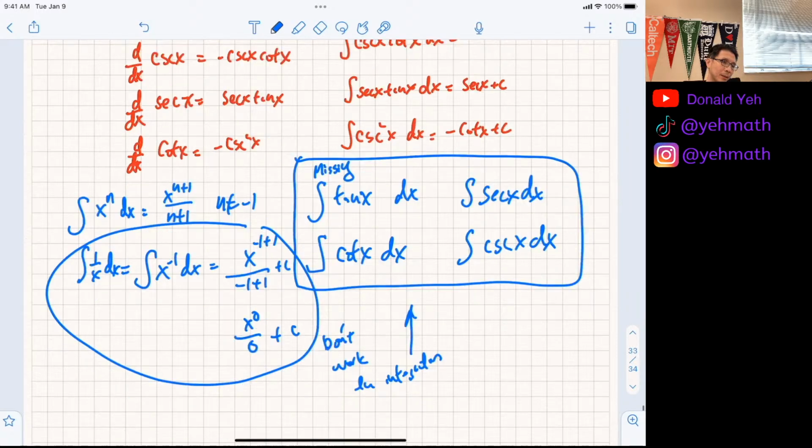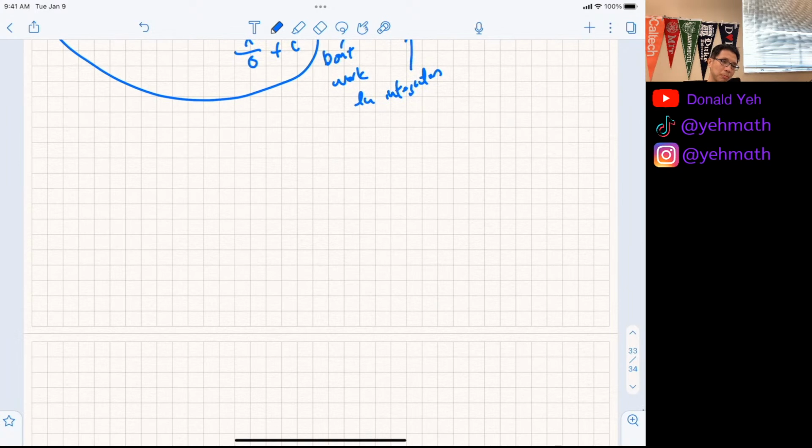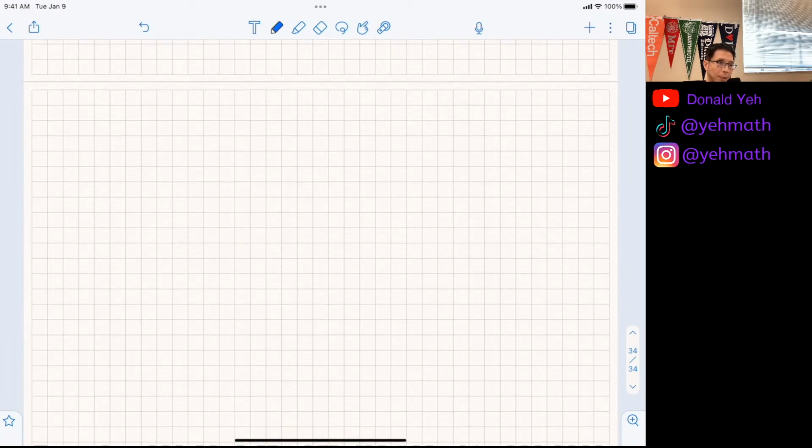Okay, so let's talk about particular solutions. Sometimes I will get an f prime of x equal to square root of x, and it just says f of 4 is equal to 8.